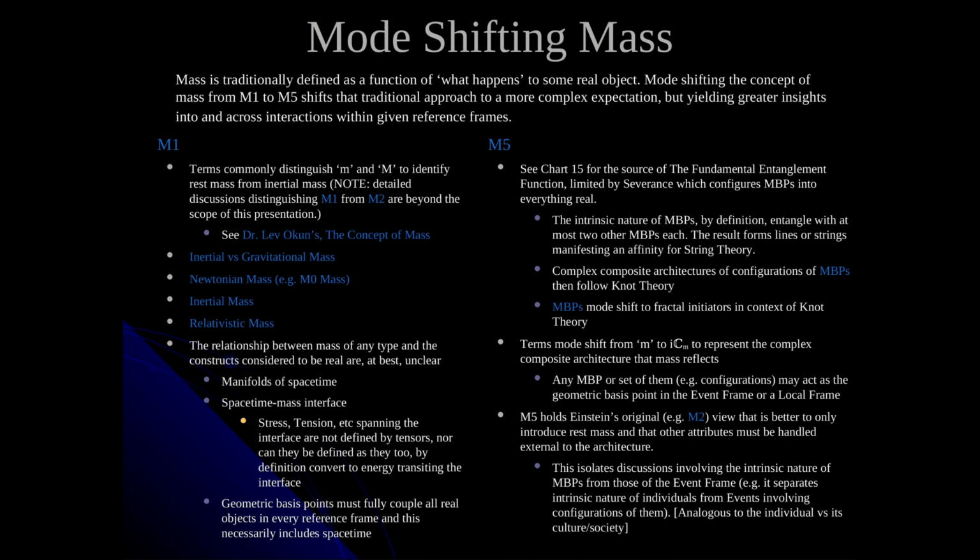So as we go through here, it's important to go back to that cogent description of M5 and realize how rapidity plays into that cogent description of MBPs, and that the processes that are a derivative of that intrinsic nature manifest into the real systems that constitute real objects in event frames and local frames.